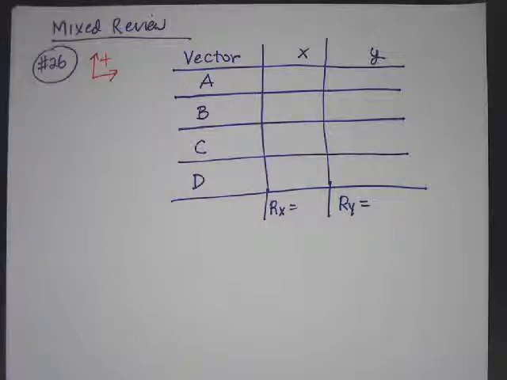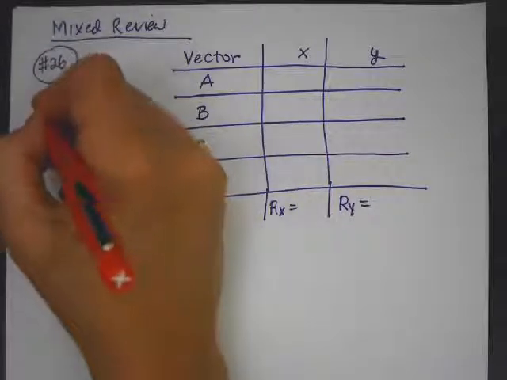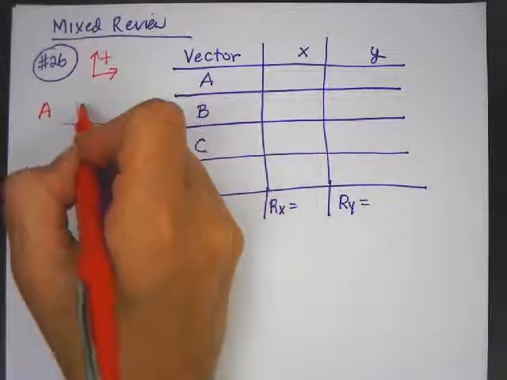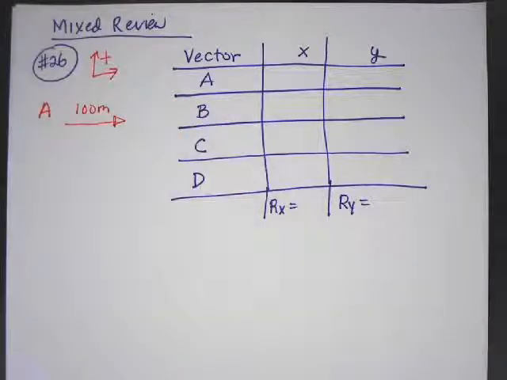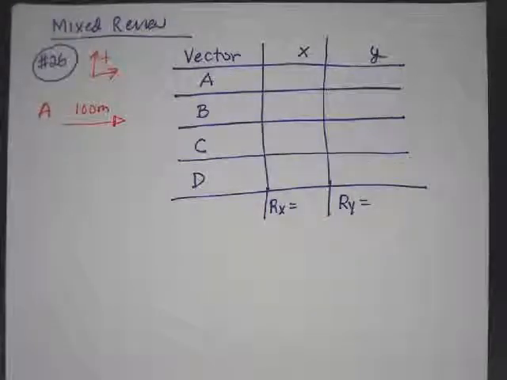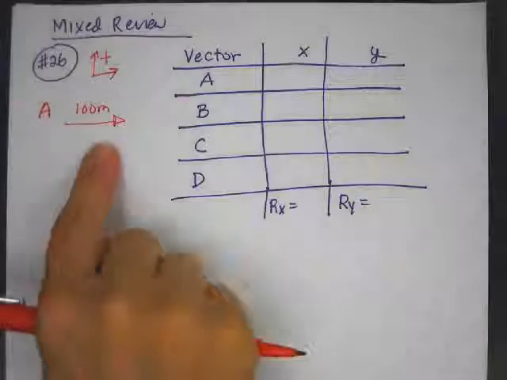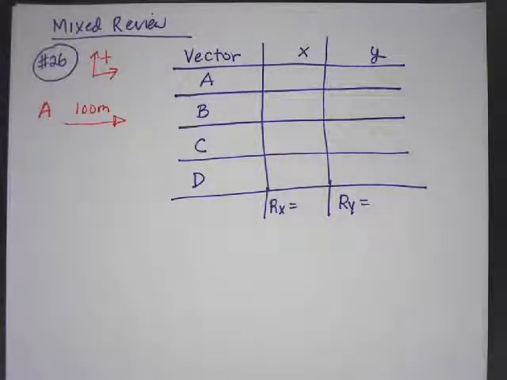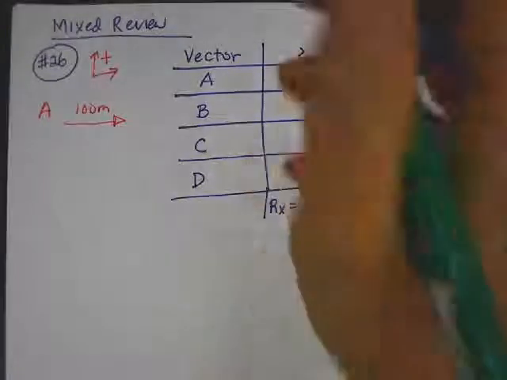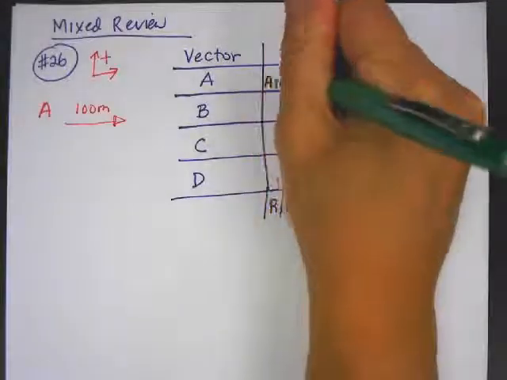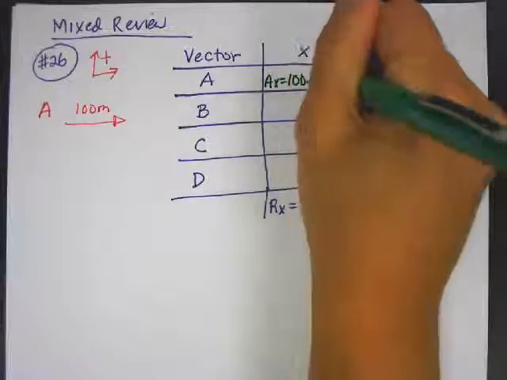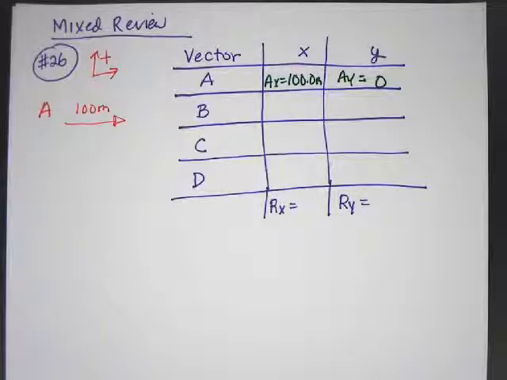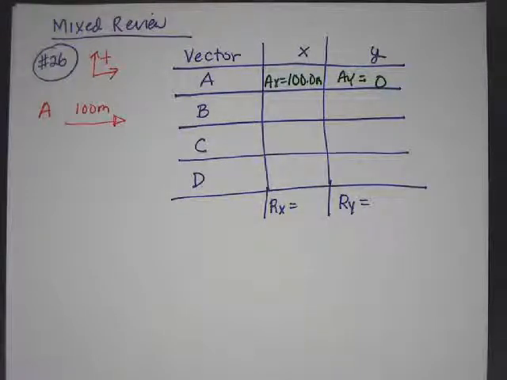All right. So now I'm going to look at each vector individually. So let's start with vector A. If I look at my picture, vector A goes like this, and it's 100 meters. Now, I don't even have to do a calculation here. So I want to find the x and the y component of this. Now, because this is horizontal, it's all x. So because this is all x, AX is equal to 100, and AY is equal to 0. There is no vertical component of vector A.